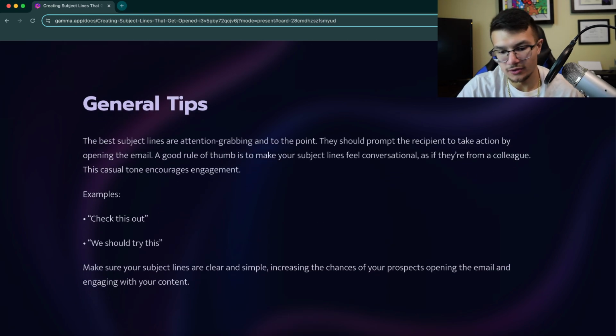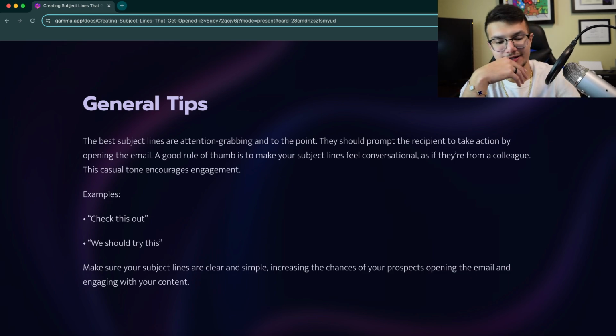Now, some overall general tips. The best subject lines are attention grabbing and straight to the point, right? They should prompt the recipient to take action by opening the email. A good rule of thumb is to make your subject lines feel conversational, as if they're from a colleague, right?